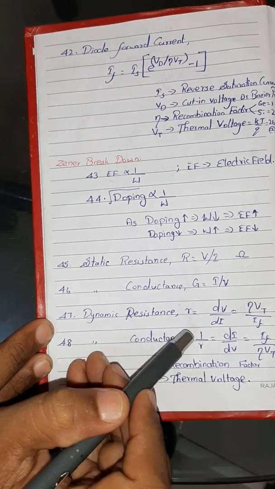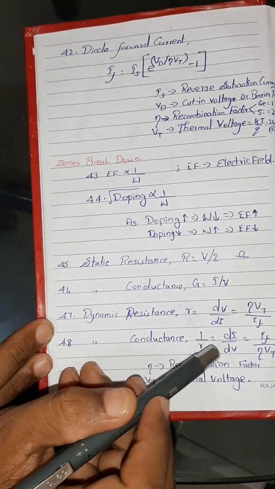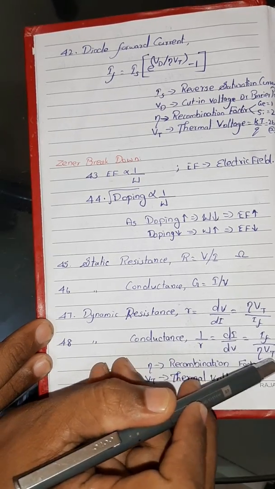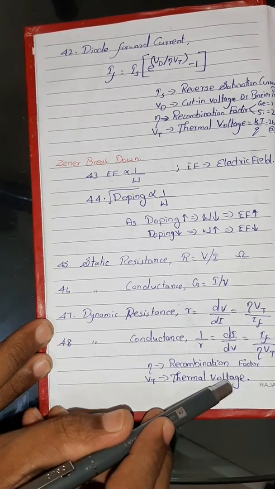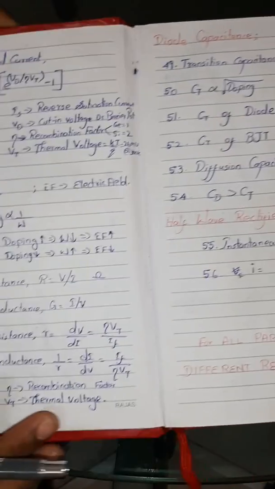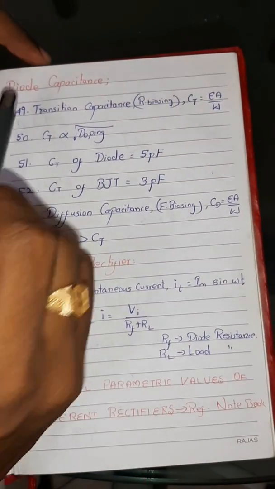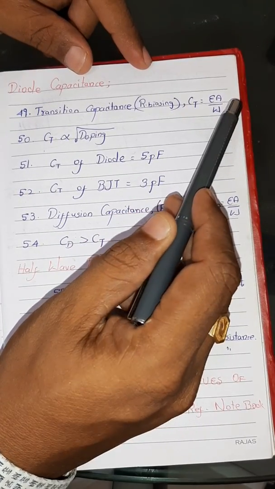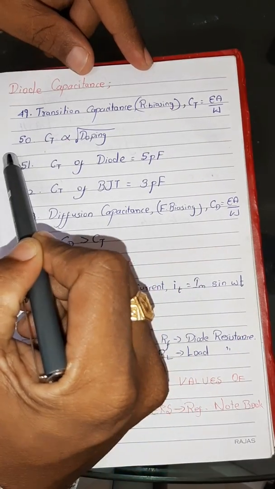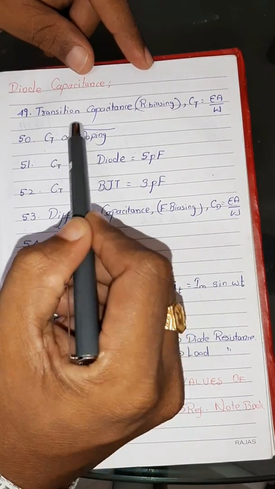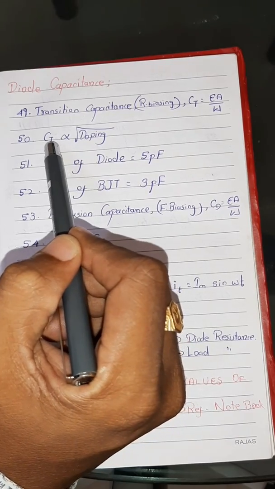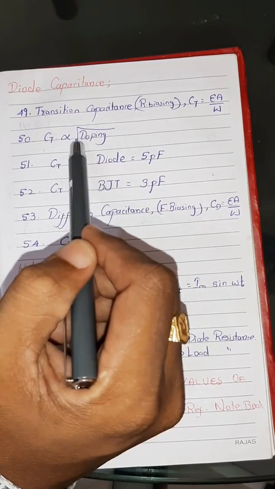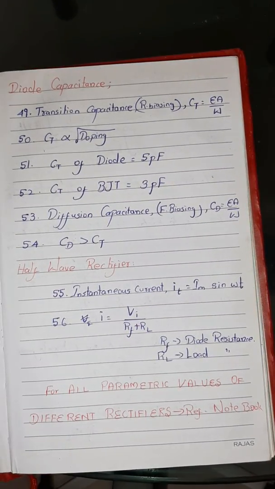Number 48, dynamic conductance is the reciprocal of dynamic resistance, that is equal to 1 by r, that is equal to differentiation of current with respect to voltage, that is equal to If divided by eta into Vt, where eta is the recombination factor, Vt is the thermal voltage, and If is forward current. Next, diode capacitance. Number 49, transition capacitance for reverse biasing, Ct is equal to epsilon into A divided by W. Number 50, Ct is directly proportional to root of doping. We know that width is inversely proportional to root of doping, whereas transition capacitance is directly proportional to root of doping. So with this, we shall wind up this video.